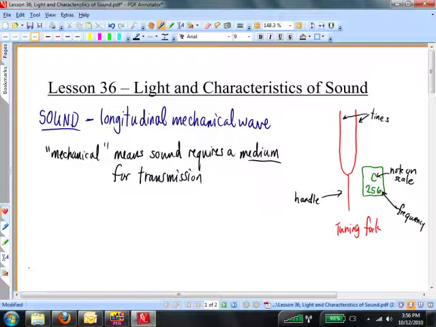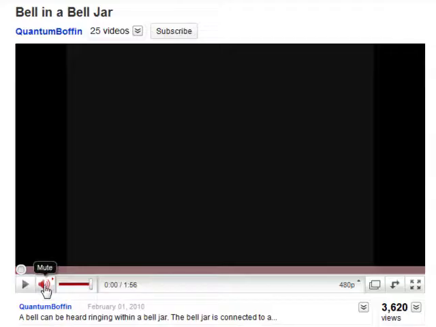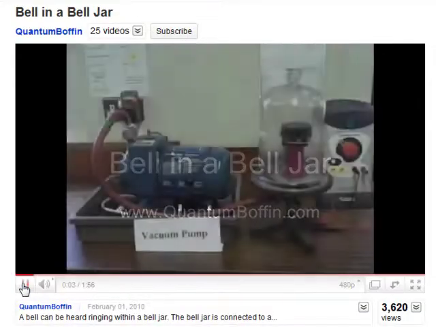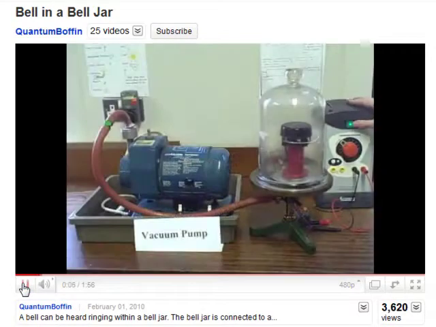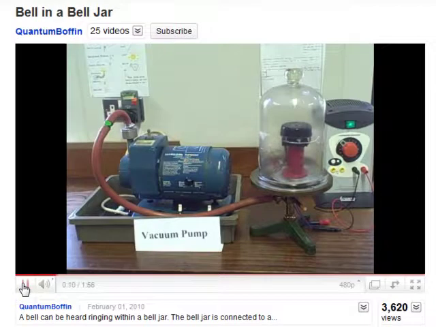Well, what if there is no medium? The vibrations may still occur, but there's not going to be any transmission of the vibrations. And that's what this next diagram is about. In this simulation we have a bell that's in a bell jar. I don't know why it's called a bell jar, except perhaps it looks like a bell. The bell is switched on. It's connected to a vacuum pump.